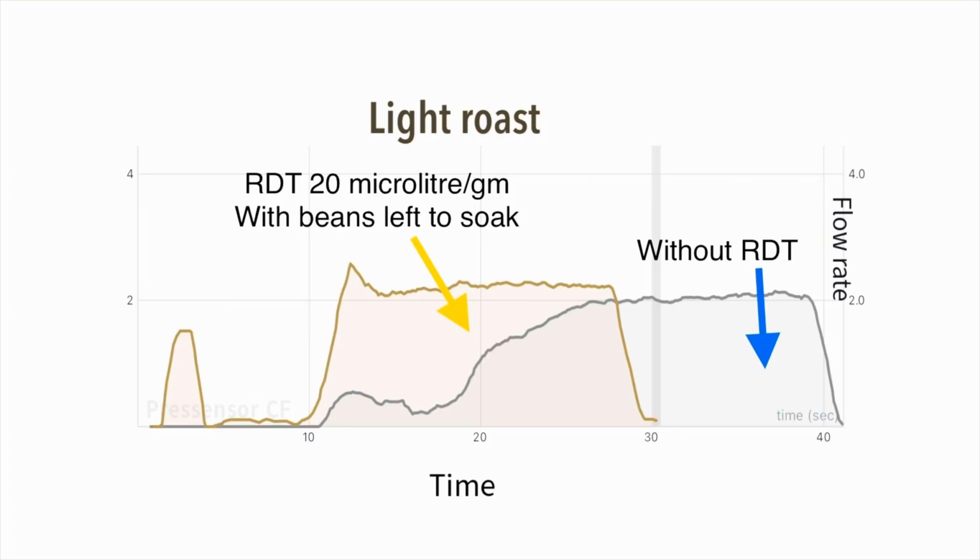I was going to test with 20 microliters per gram, so I sprayed the coffee beans, but then I was distracted. So I had a phone call, and I think I'd left the coffee beans for about 5 or 10 minutes or so. And when I came back and tested the coffee, to my surprise, the extraction was really fast. Even almost as fast as the 5 microliters per gram.